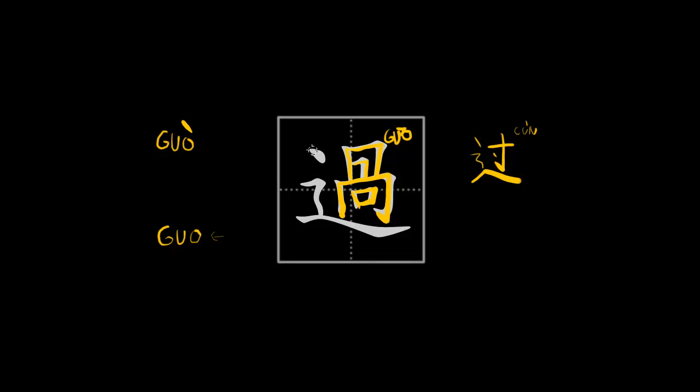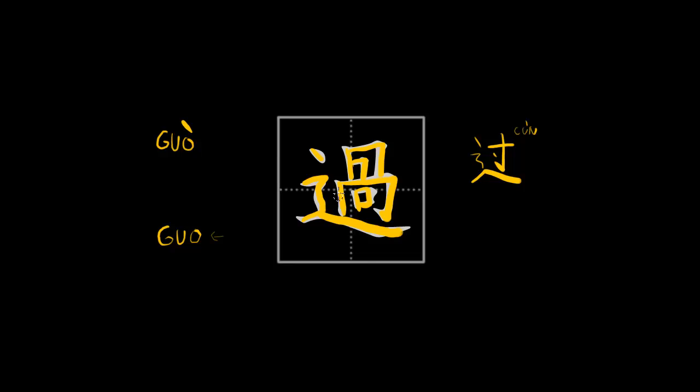And then you have this second element over here, which is pronounced chuo. And it means to go, basically, to step, to go somewhere. And this is the semantic element pointing to the meaning of the character as a whole. So let me show you how to write this character, what the stroke order is. So you start with this guo element, and then you proceed. This is one stroke, and this is a second stroke.